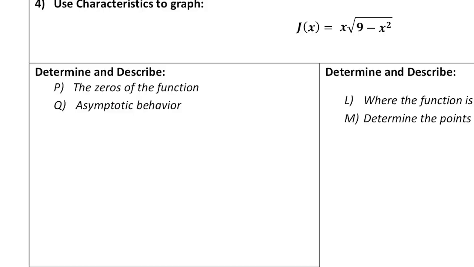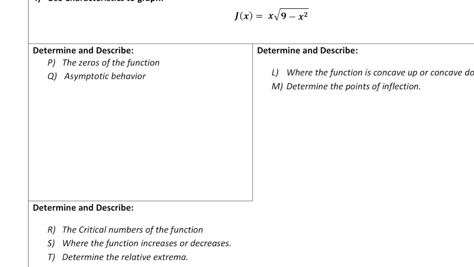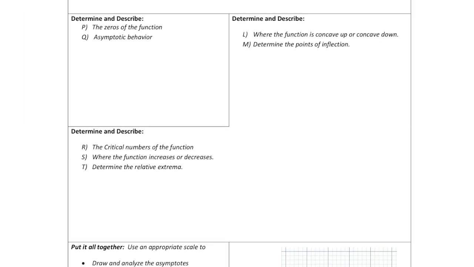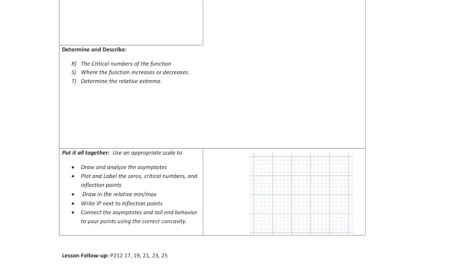So this is one of my favorite functions. j of x is x times the square root of 9 minus x squared. Let's find the intercepts of the function and the asymptotic behavior. Give this problem a try. Once you have worked out all the different characteristics of the function, graph it and check your answers.